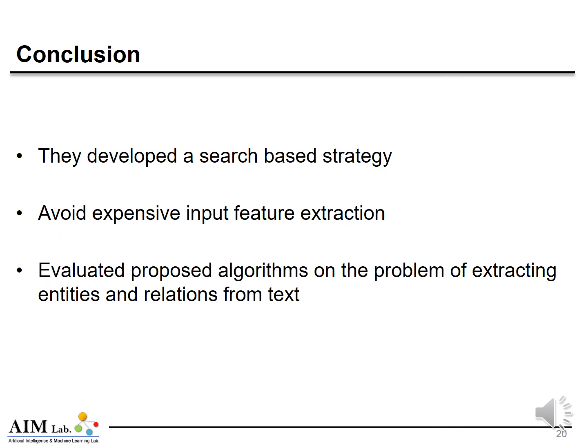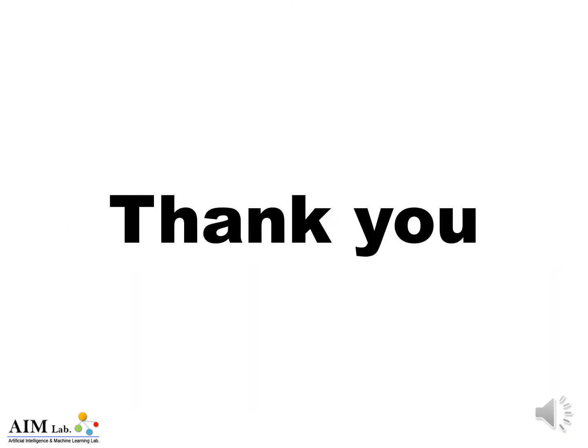This paper developed a search-based strategy that learns to mimic a black box inference engine but is substantially faster, and further extended this strategy by identifying cases where the learned search algorithm can avoid expensive input feature extraction to further improve speed without losing accuracy. This paper also empirically evaluated the proposed algorithm on the problem of extracting entities and relations from text. This is the end of my presentation. Thank you for listening.